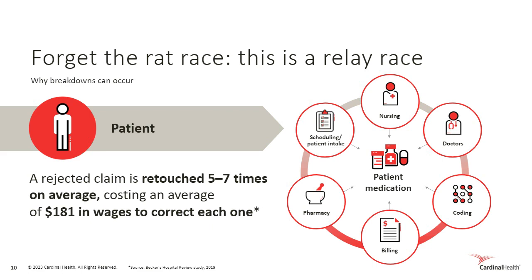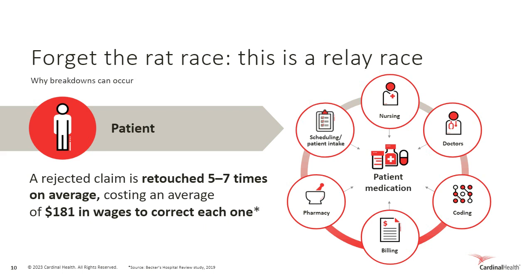As Laura and I have been sharing, every rejected claim receives 5 to 7 touches before a change can be made. And as you can see on this slide, that's an average of $181 in wages just to correct one of these issues. Just one, $181. So let's talk about why these breakdowns happen, believe it or not, how quickly they can happen. But to do that, first, let's reframe how we look at it.